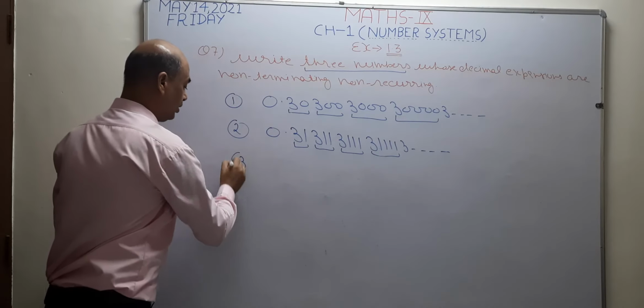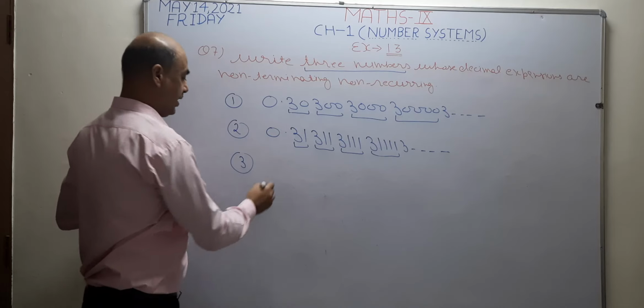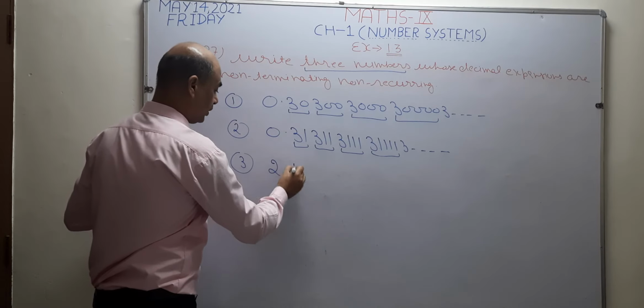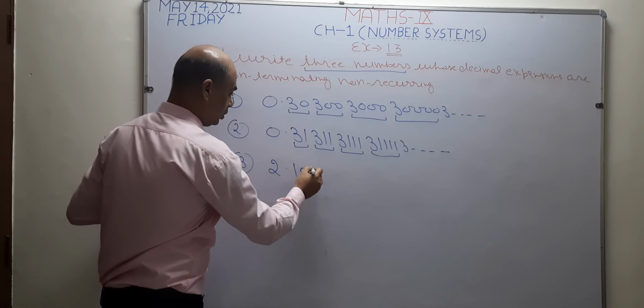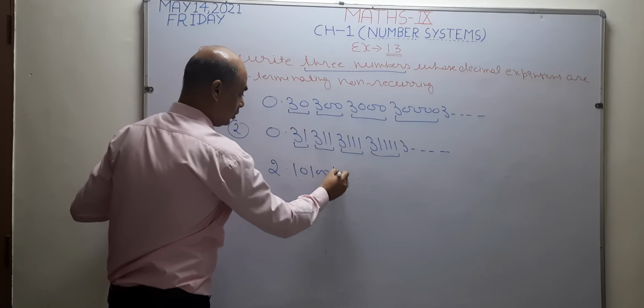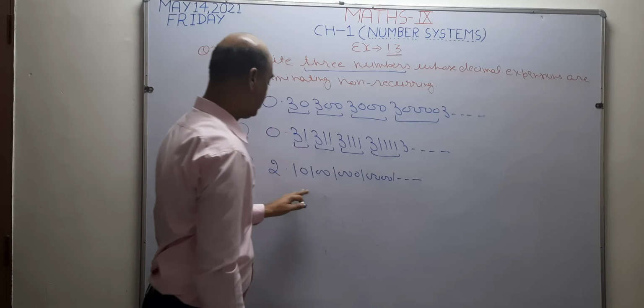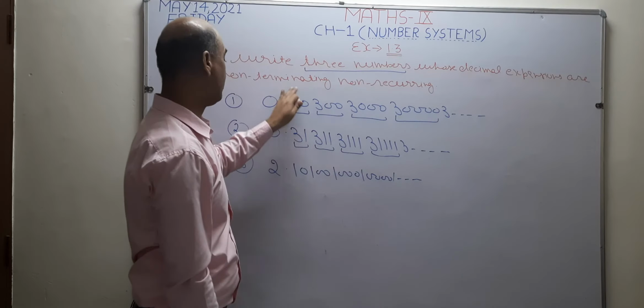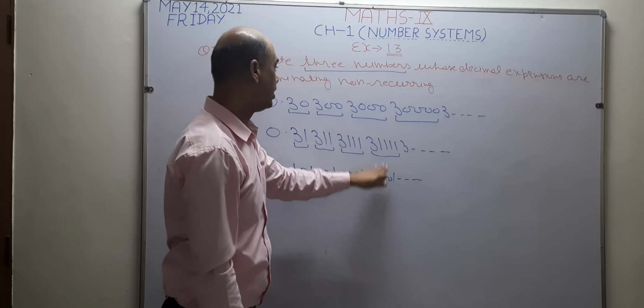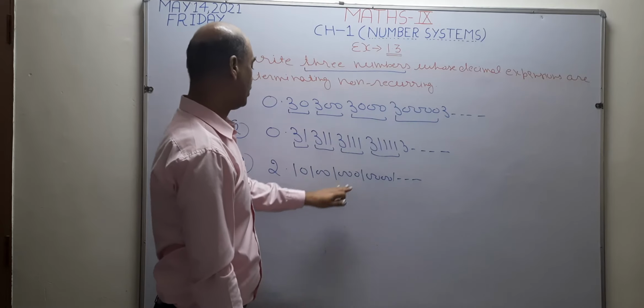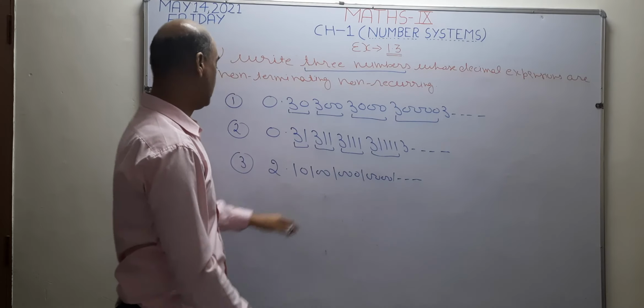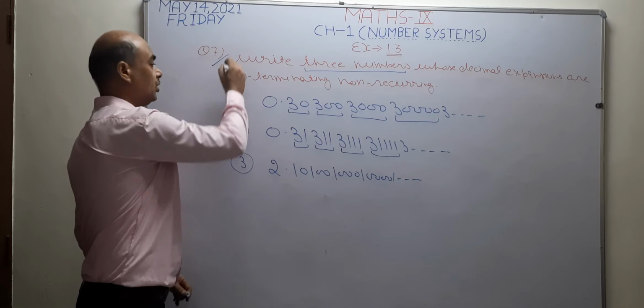Now I want to write the third. Third number you can write 2.10100100010000 and so on. Since an end is not there, therefore non-terminating. No number is going to repeat, therefore non-recurring. Therefore, this is the third example of irrational number. This is the answer of this question. I hope it is clear.